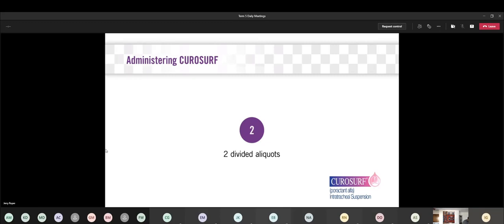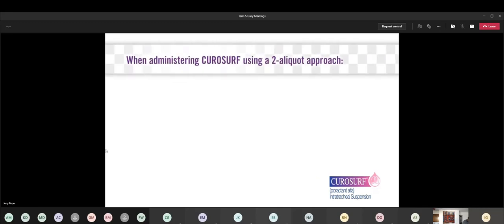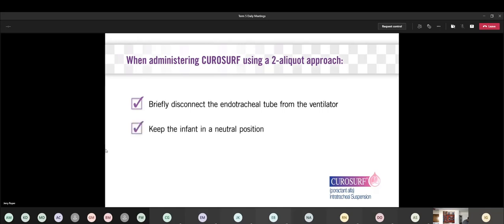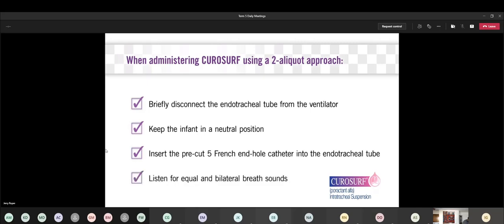Please reference our main administration video or the CuroSurf full prescribing information for additional information on the single aliquot method. When administering CuroSurf using a 2-aliquot approach, briefly disconnect the endotracheal tube from the ventilator. Keep the infant in a neutral position and insert the pre-cut 5 French end-hole catheter into the ET tube and listen for equal and bilateral breath sounds.